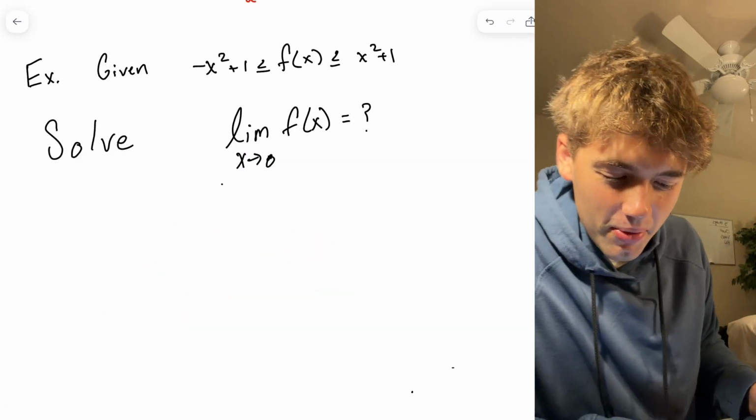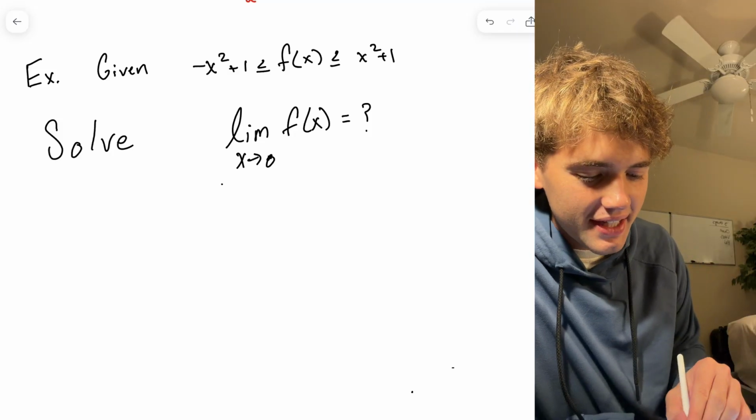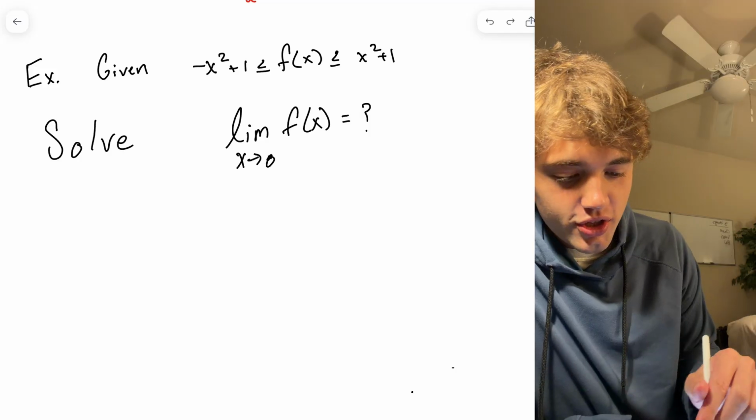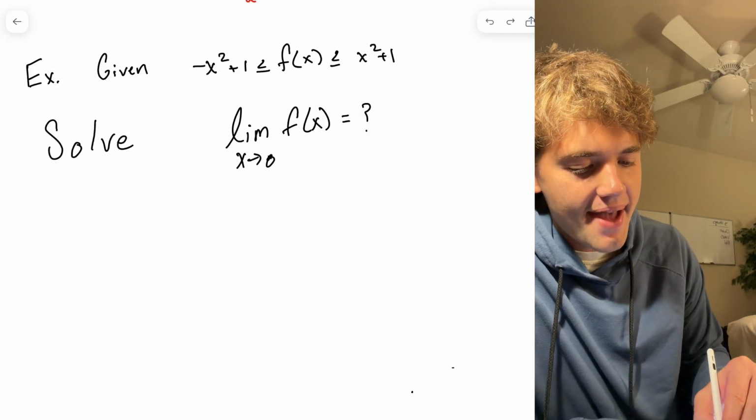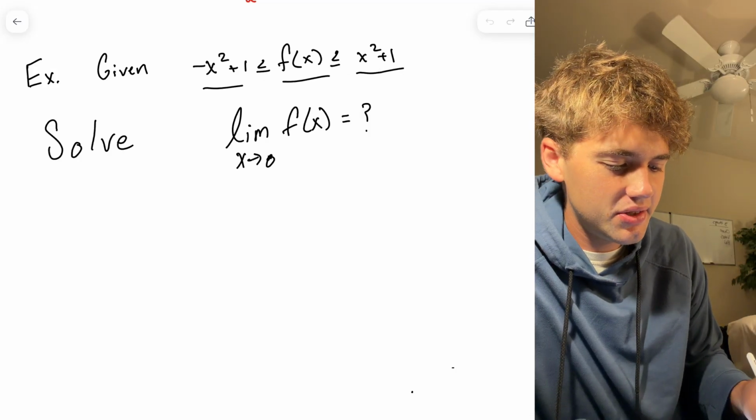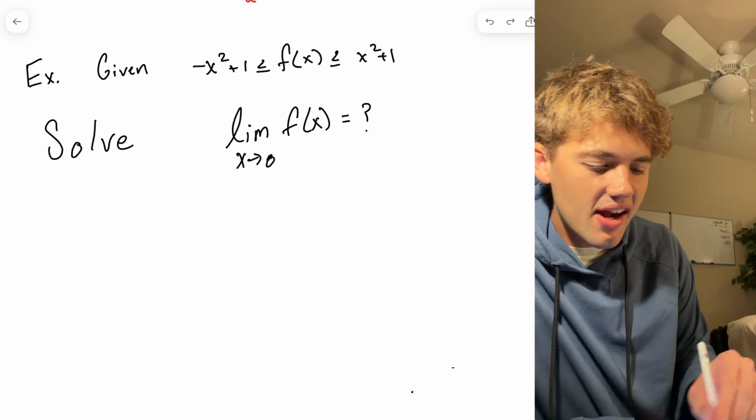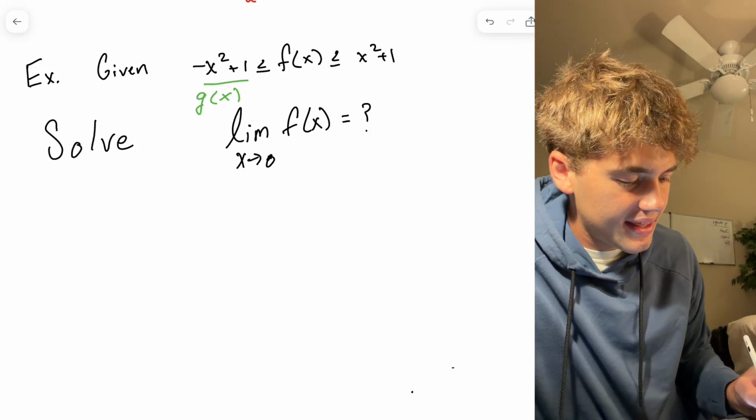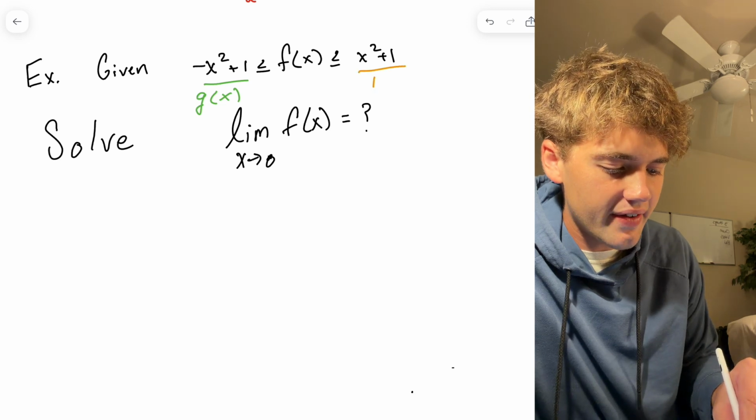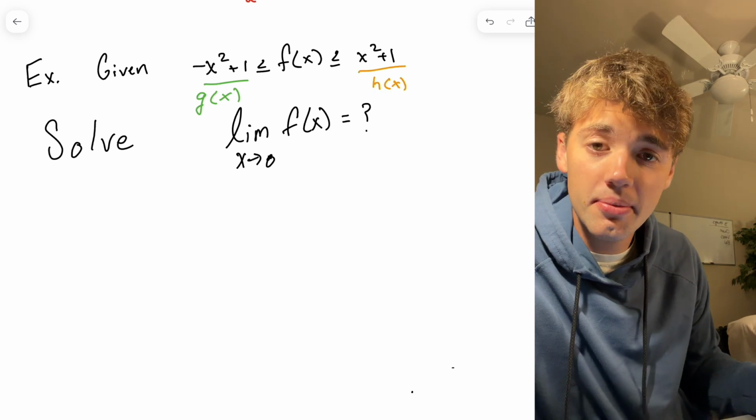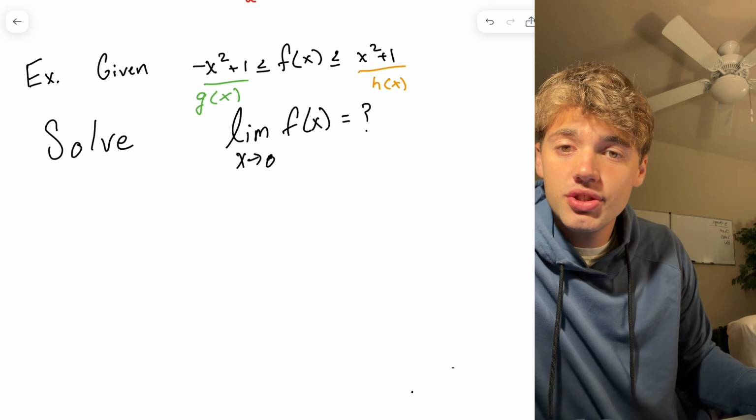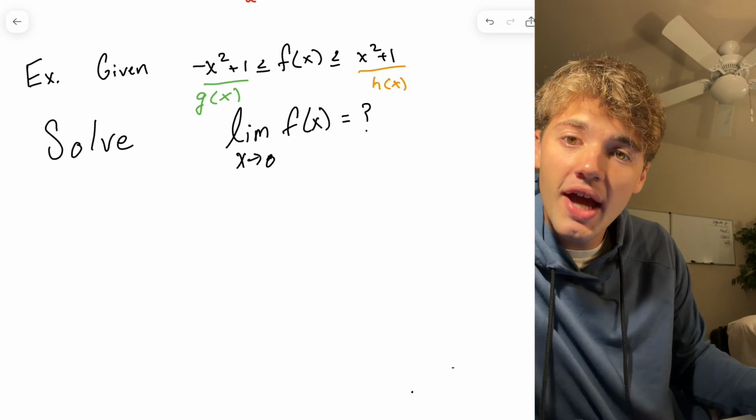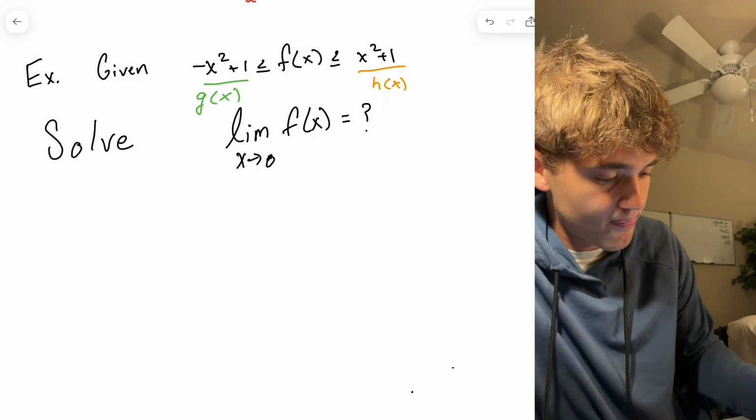Here's a quick example using the squeeze theorem to find this limit of f of x as x approaches 0. So we're given the fact that f of x sits in between these two functions. Now by our diagram, we can kind of think of this as the green function g of x, and we can think of this top function as h of x. And we can show that the squeeze theorem applies if we can show that both the g of x function and h of x function both approach L as x approaches 0.